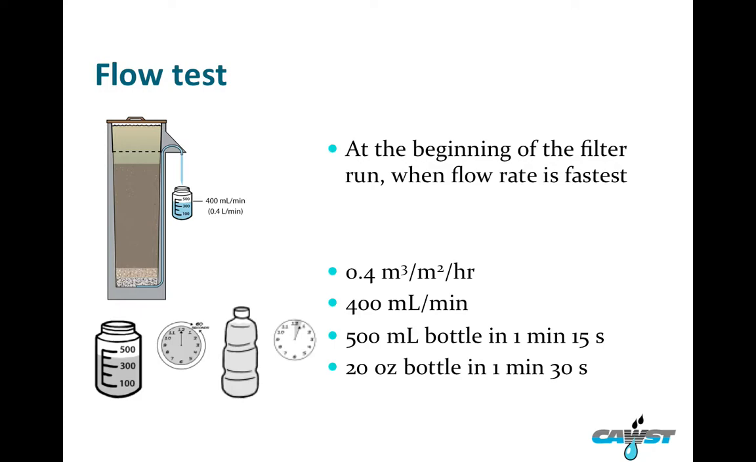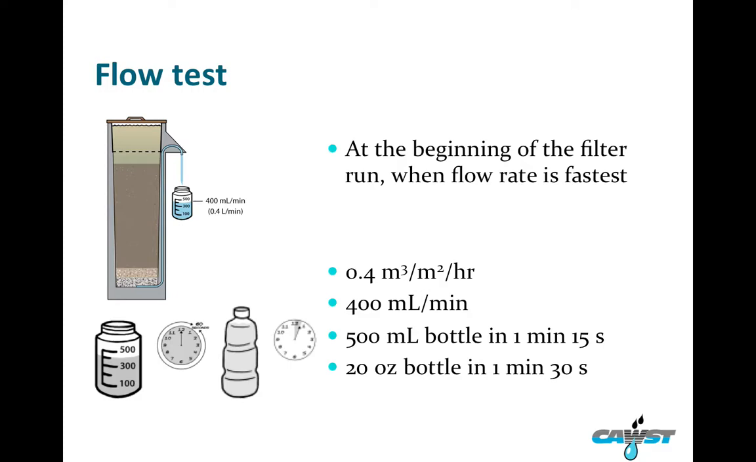As mentioned before, our recommendation for the standard concrete filter is 400 milliliters per minute. And you can calculate for your own filter if it has a different surface area using that maximum hydraulic loading rate of 0.4 meters cubed per meter squared per hour.